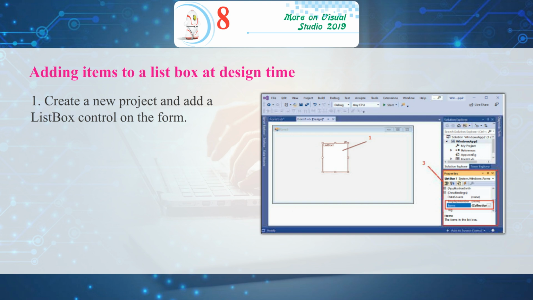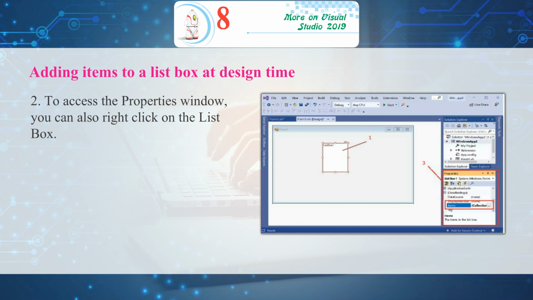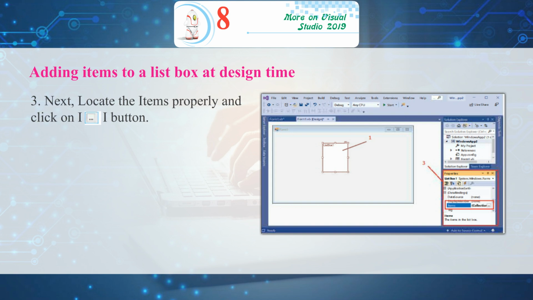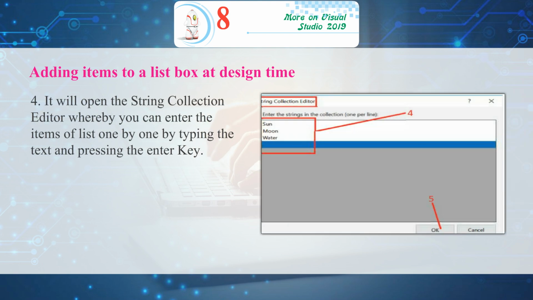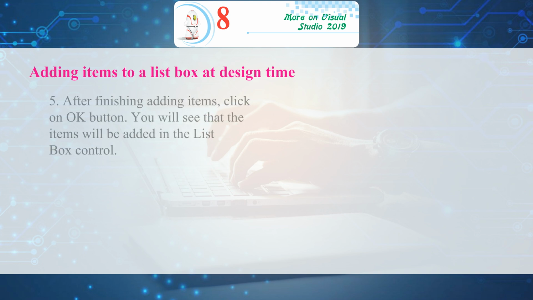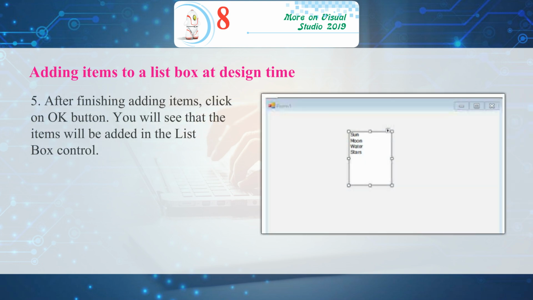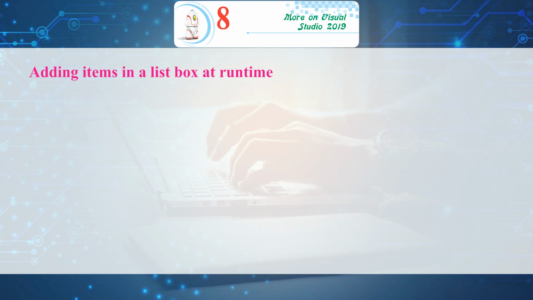1. Create a new project and add a list box control on the form. 2. To access the Properties window, you can also right-click on the list box. 3. Next, locate the Items property and click on the button. 4. It will open the String Collection Editor whereby you can enter the items of the list one by one by typing the text and pressing the Enter key. 5. After finishing adding items, click on OK button. You will see that the items will be added in the list box control.